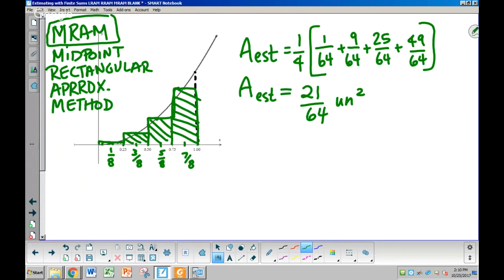Okay, so may I have the decimal for this? Yes, ma'am. Why are we always squaring the lengths? Because this is y equals x squared, and this length here is going to be 7/8 squared. Okay. No problem. 0.328.